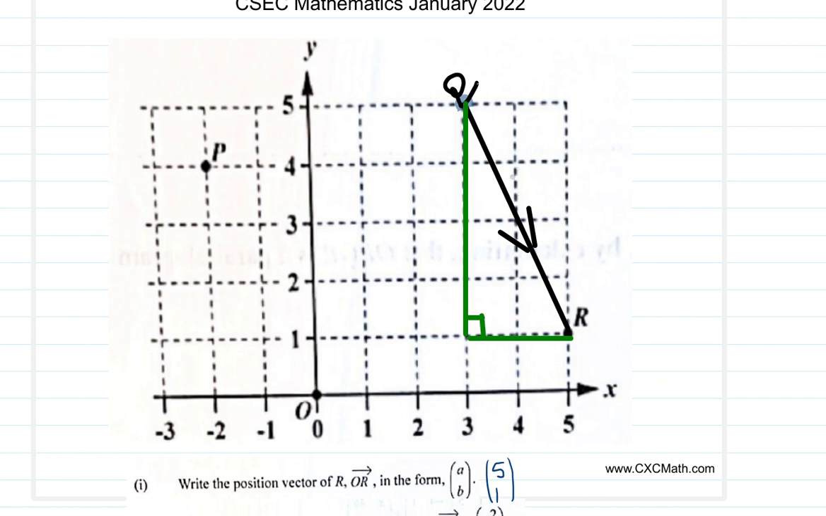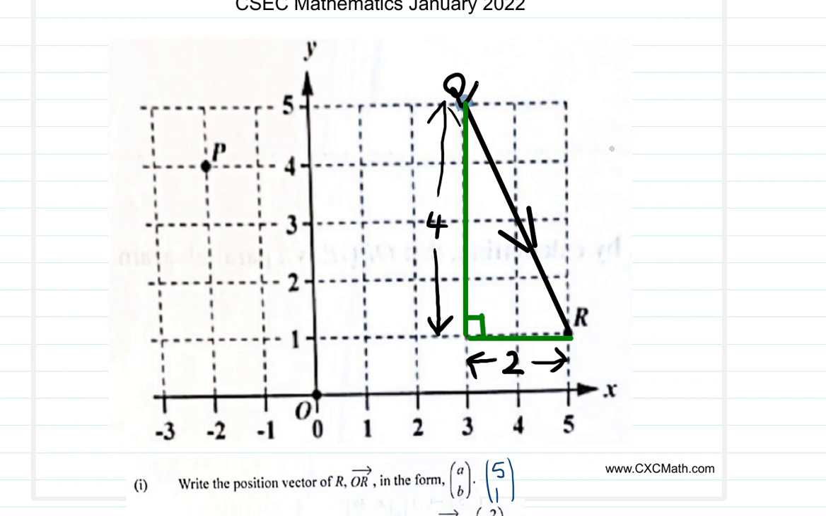Now, what you would have here is the two sides. This side is 2 units long. And this side is how many? 1, 2, 3, 4. 4 units long. You see that?